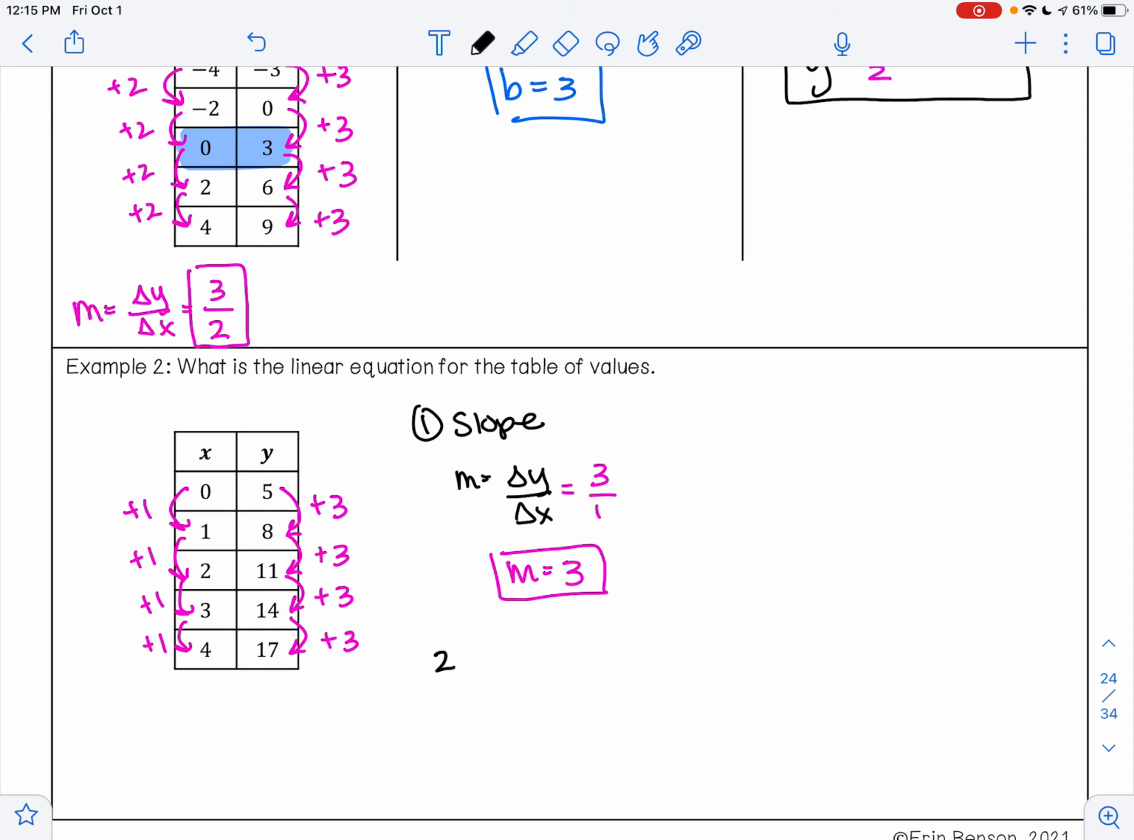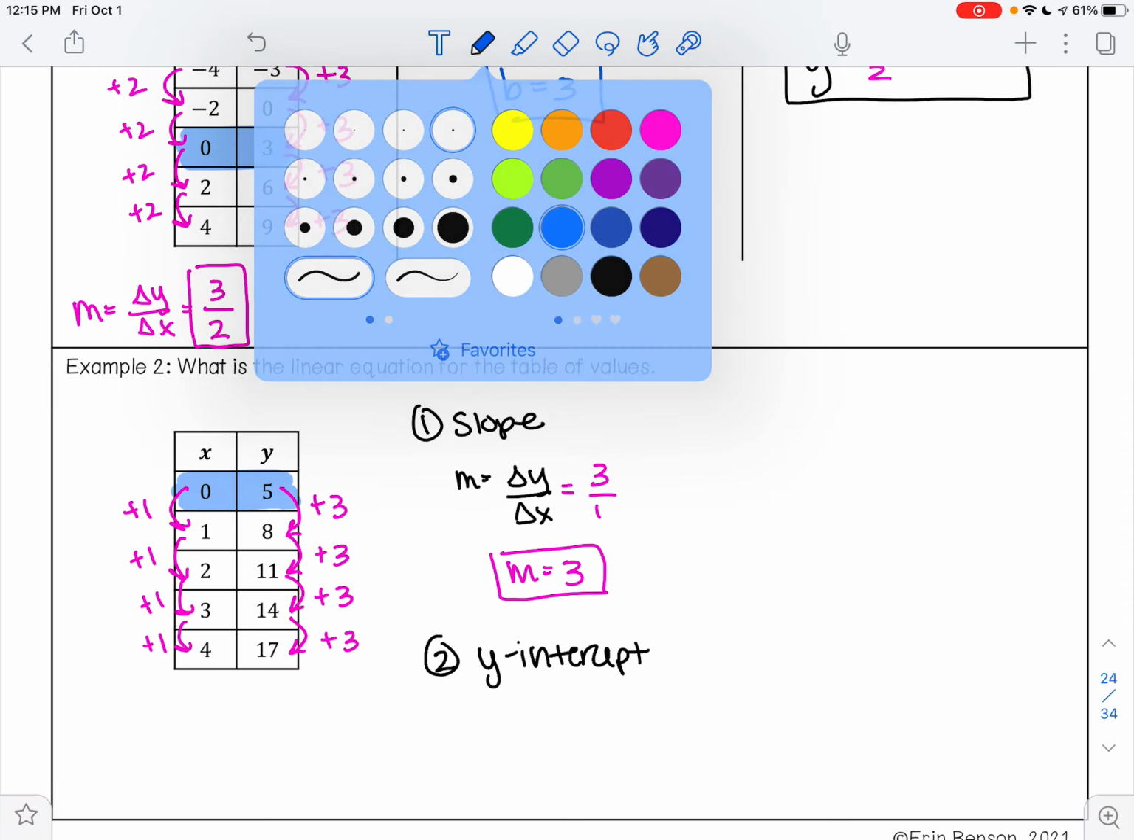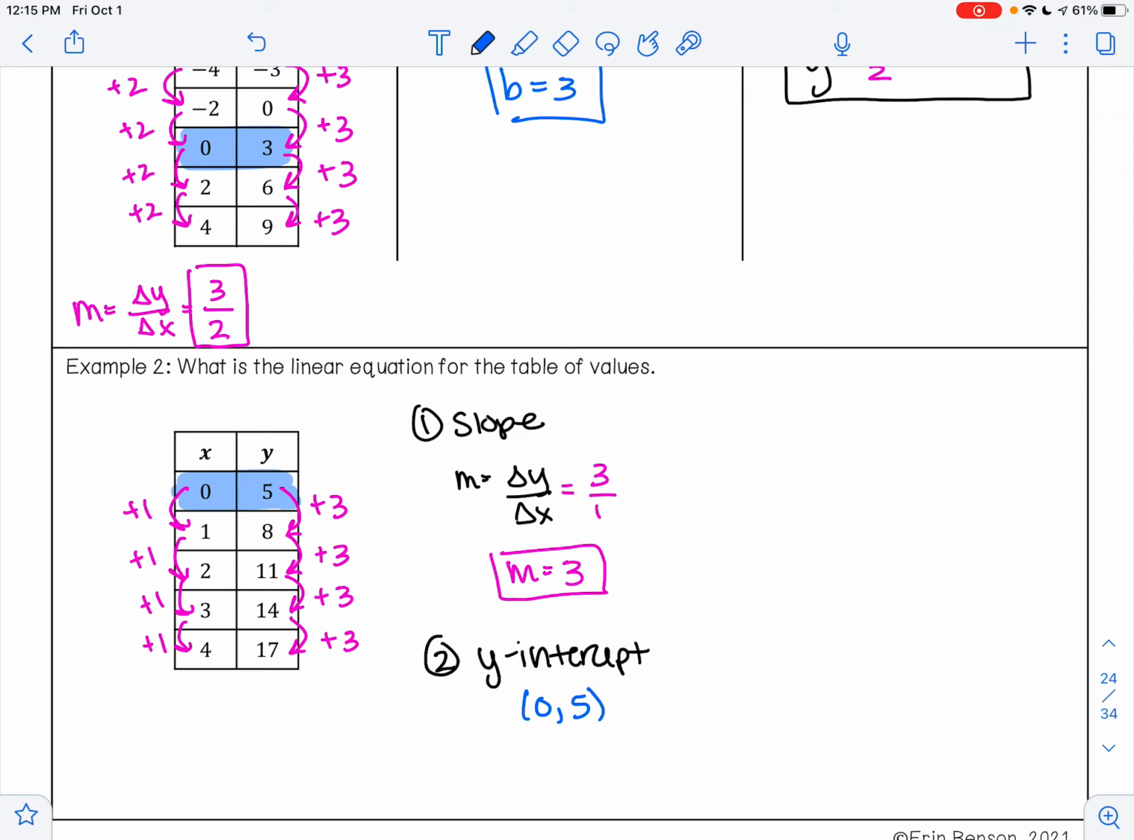Step 2 is to find my y-intercept. Let's check to see if they gave that to me on my table of values. They did. It's right here. That is the point 0, 5. So my y-intercept is 5.